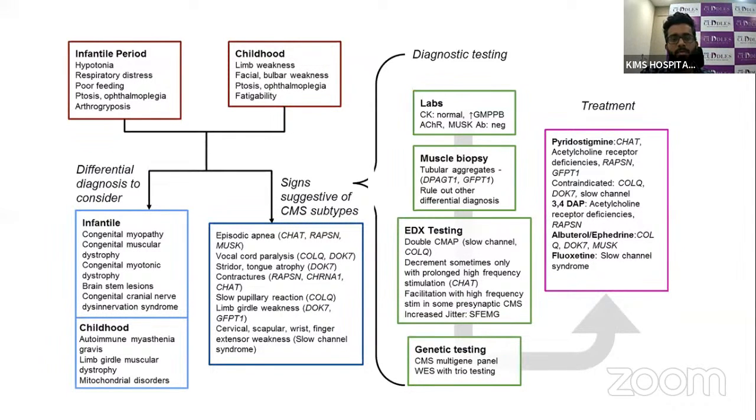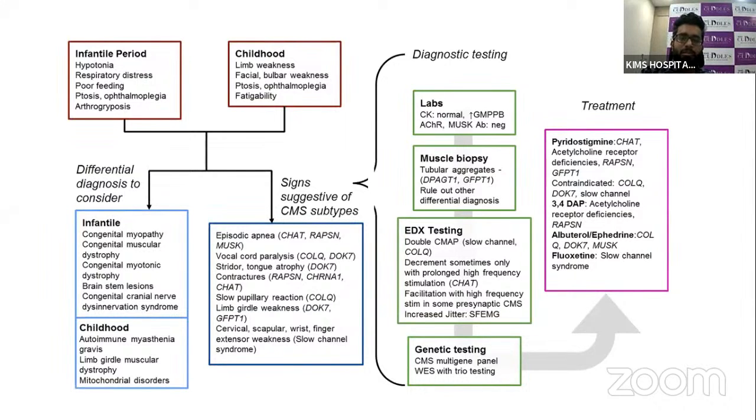For example, CHAT mutation and rapsin mutation present very early in the neonatal age group with episodic apnea and prolonged respiration, mechanical ventilation dependence, multiple extubation failures. So think of episodic apnea with CHAT and rapsin, and more of contractures again in rapsin. So even amongst the CMS, you can slightly have differentiation based on the clinical picture.